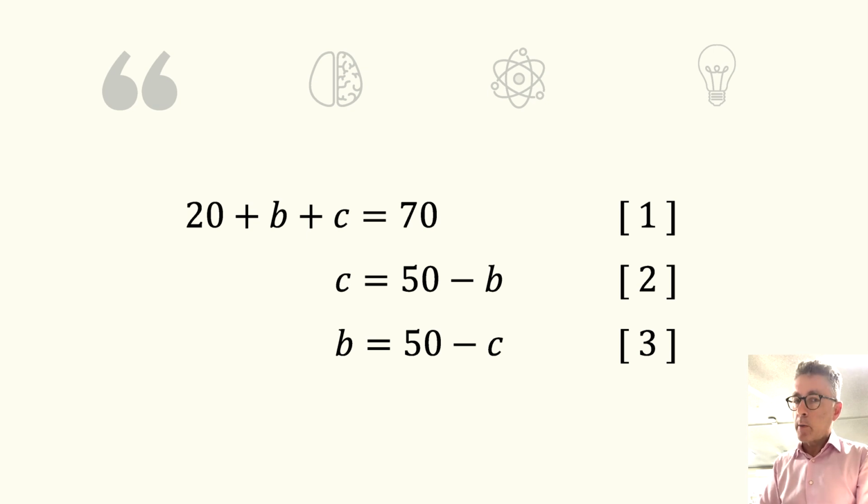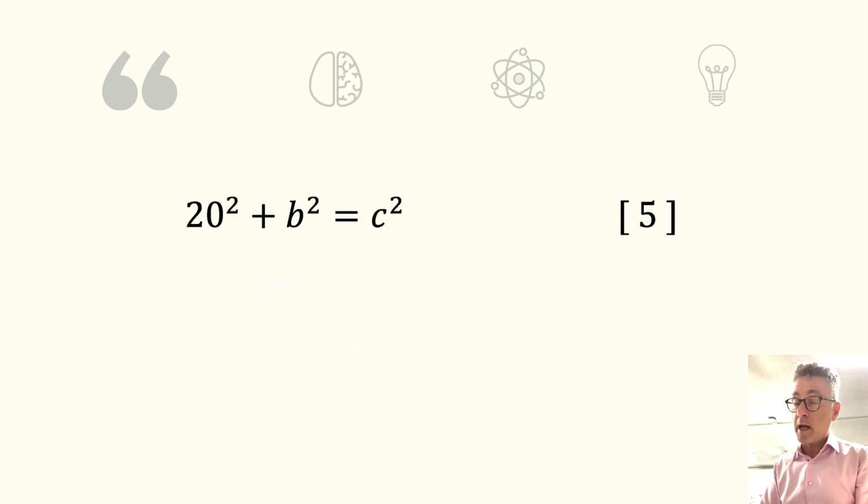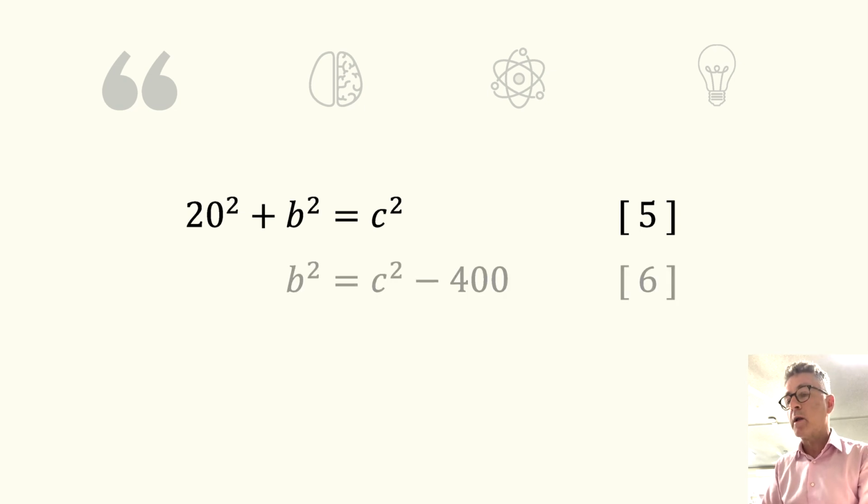I then want you to remember Pythagoras. Well, Pythagoras says that a squared plus b squared equals c squared. In the case of this triangle, we're going to have 20 squared, which is the height, plus the base squared equals c squared. And I have a reason for making b squared the subject. To make b squared the subject, we say b squared equals c squared minus 20 squared. Well, that's going to be c squared minus 400. I'm going to call that equation 6.